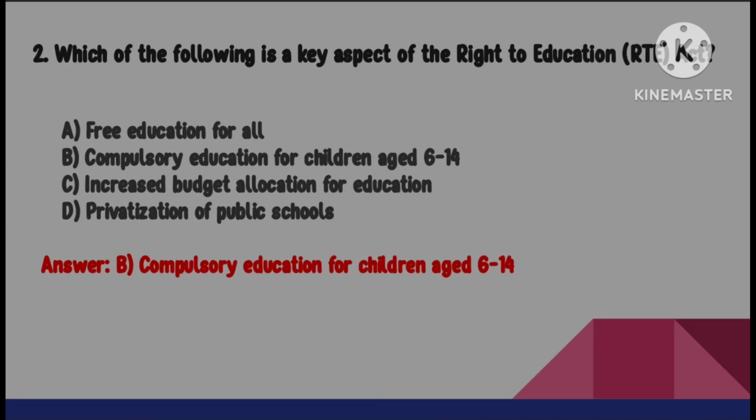Let's get into the next question. Which of the following is a key aspect of the right to education? Option A, free education for all. Option B, compulsory education for children aged 6 to 14 years. Option C, increased budget allocation for education. Option D, privatization of public schools. And the right answer is option B, compulsory education for children aged 6 to 14 years.